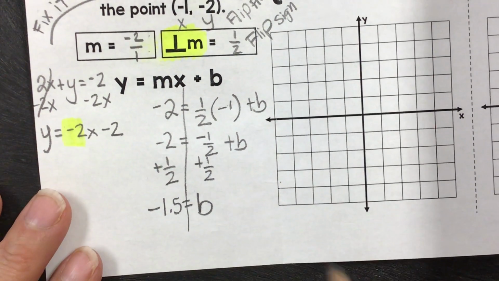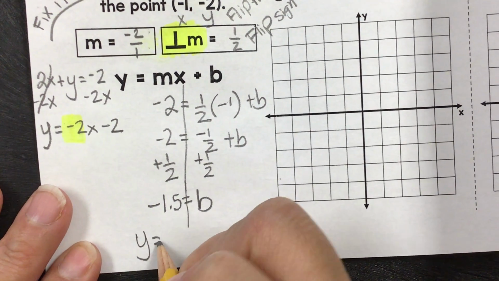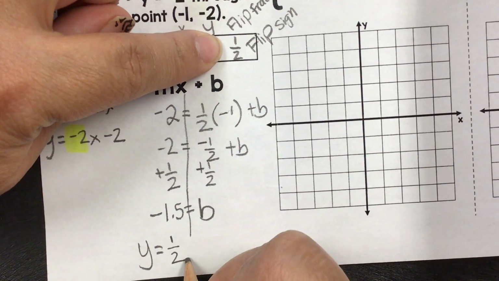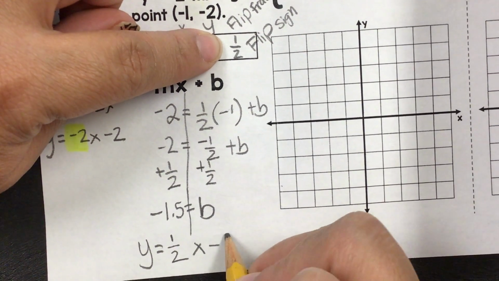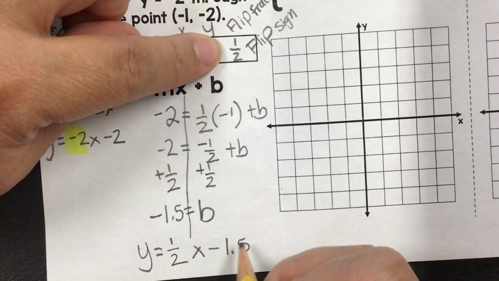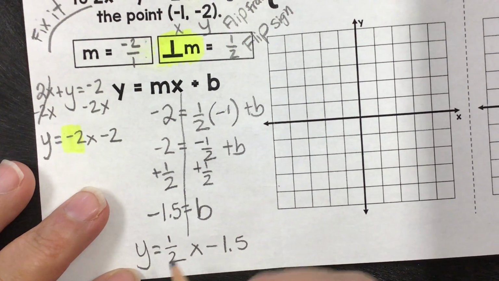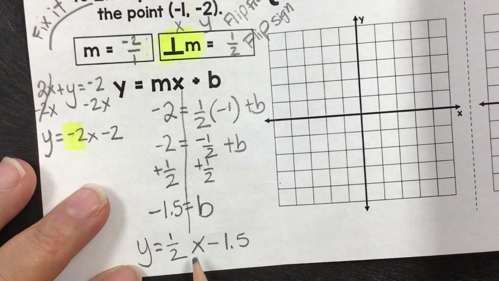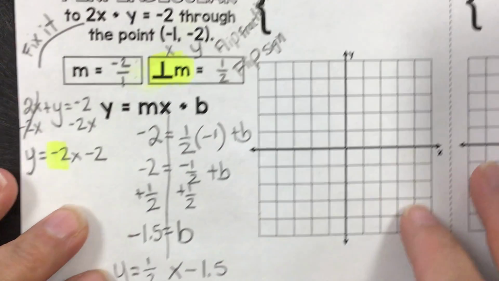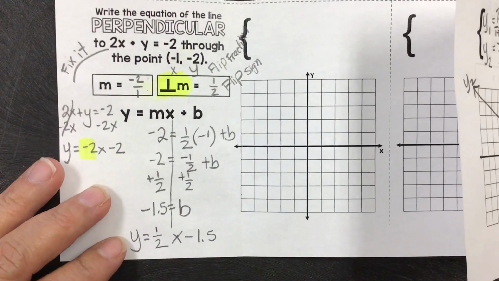But this one's better as a decimal because it has a location that we need to start with. But our equation will be y is equal to, remember that 1/2 is the slope that we have used, x minus 1.5. So why is this a fraction and this a decimal? This is a movement, so we need to know up and down and left to right. And this is just a starting point. Okay, so let's go ahead and graph.